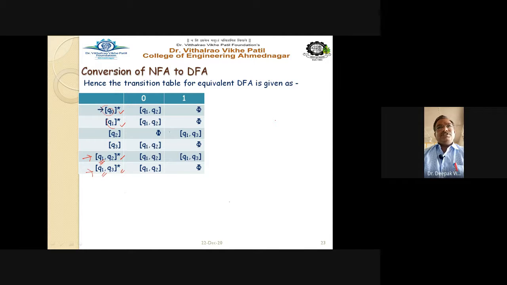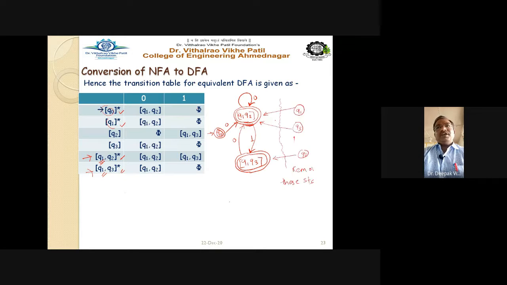So from this transition table, draw the transition diagram. From this transition table, the transition diagram is being drawn here. So Q0 on 0 goes to Q1, Q2. Q1, Q2 on 1 goes to Q1, Q3. Whereas Q1, Q3 on 0 goes to Q1, Q2. And Q1, Q2 on 0 is nothing but the self transition or the self loop.